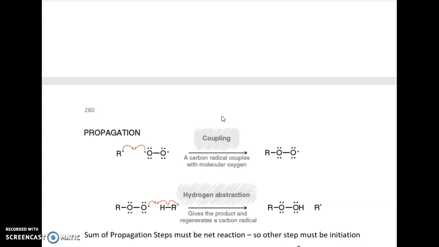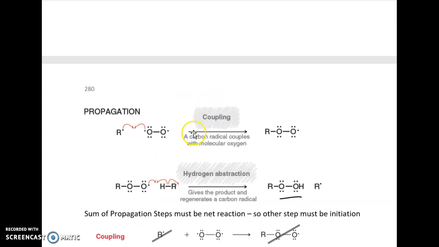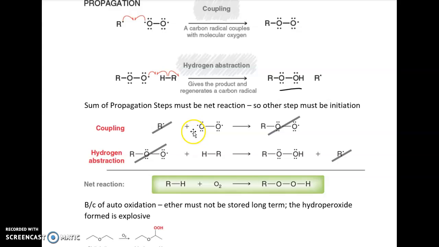our radical is going to react with oxygen, and that will end one end, and then the other end reacts with another organic molecule, extracting the hydrogen, and we get a peroxide. So the sum of the propagation steps must be the net reaction. And so our net reaction is that we take our organic molecule.